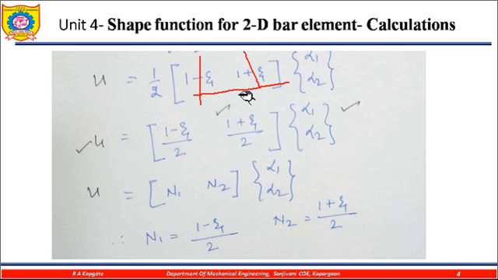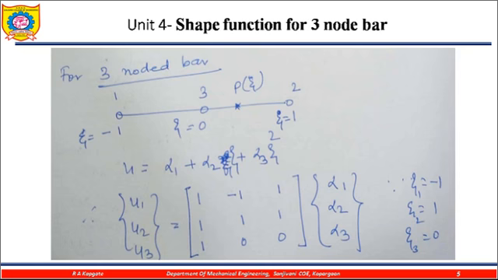So this is the multiplication, and finally this is the 1 by 2. This 2 is entered here, so this is divided by 2. So this is N1, this is N2. This way we are finding the shape function for the 3 noded bar.